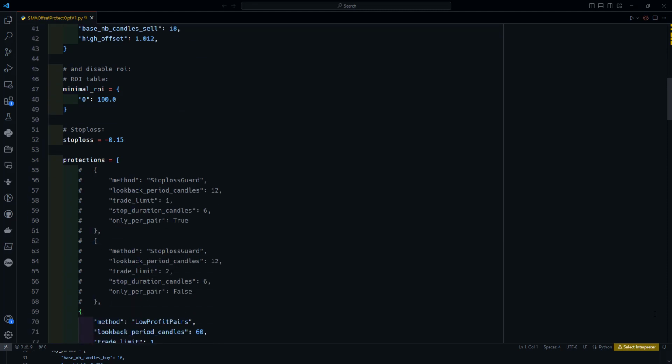The algo has two predefined exits defined, one that sells at a 1000% profit, effectively disabling the ROI sales signal, and a stop loss setting that sells at a loss of 15% after entry.